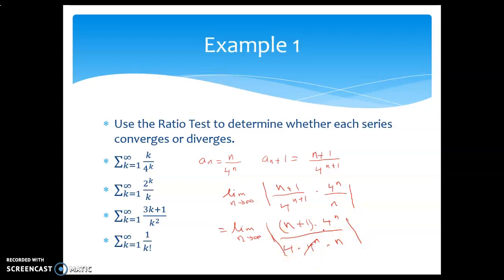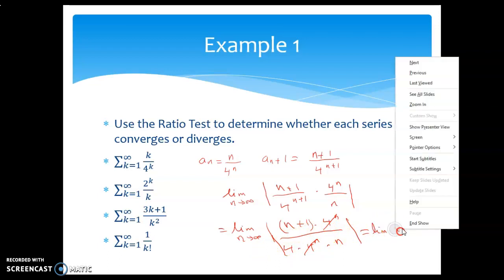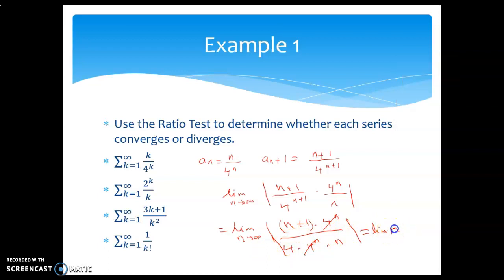4 raised to the power of n and 4 raised to the power of n cancel out. So then we have the limit of n plus 1 over 4n, when n goes to infinity. That should give you 1/4. 1/4 is less than 1, so the series converges.